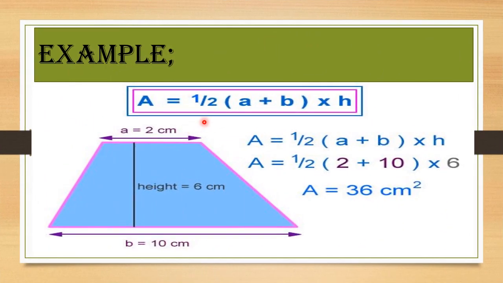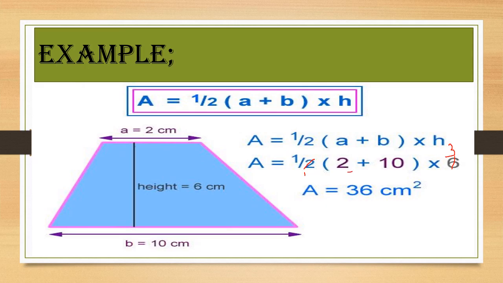Now, I'll go with one example sum. Area equals half into (A plus B) into H. Just substitute the values. Half into (A plus B). These are the parallel sides. A value is 2, B value is 10. 2 plus 10, into height, which is 6 centimeters. So area is equal to, I am going to do the cancellation with the 2 table. 1, 2 is 2. 3 2s are 6.